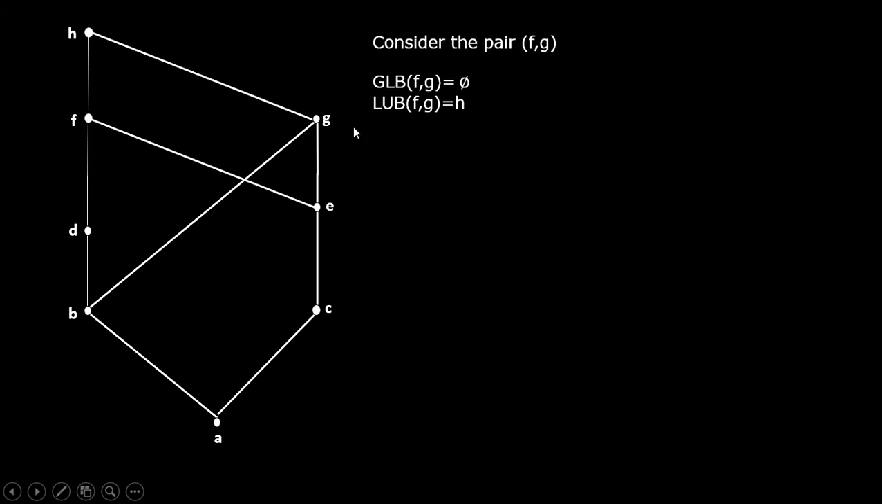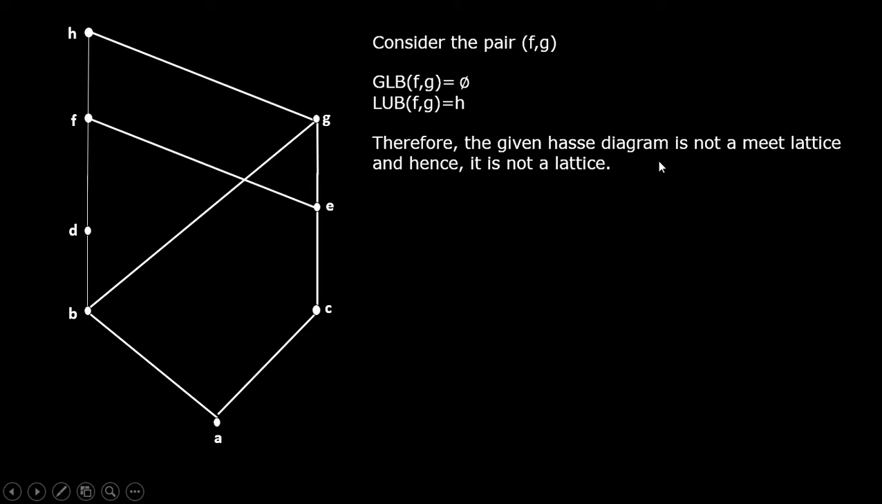Similarly, the least upper bound of F and G is here H, but the greatest lower bound here is null, and as per the condition it should have both the greatest lower bound and the least upper bound, and this applies to all the subsets. So even if a single subset does not satisfy this condition, then this Hasse diagram will not be considered a lattice. Hence I can say that the given Hasse diagram is not a meet lattice. Why a meet lattice? Because it does not have a greatest lower bound, and hence it is not a lattice.